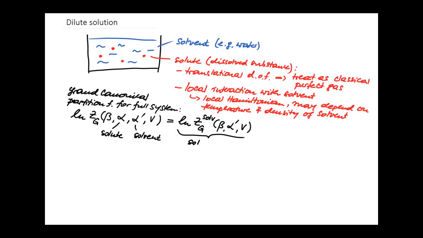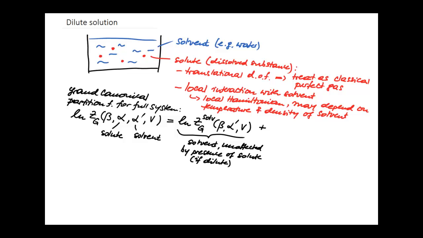This relates to the solvent, and it's unaffected by the presence of the solute. So it's the same partition function that we would use if we didn't have a solute. This is a good approximation only if the solution is dilute, if there's not too much solute in the solution. And then we have the grand canonical partition function of the solute.